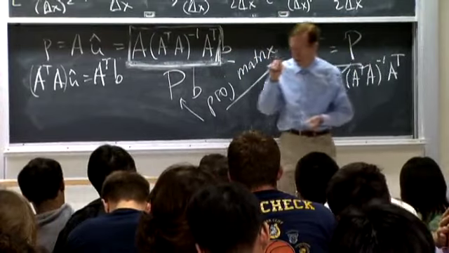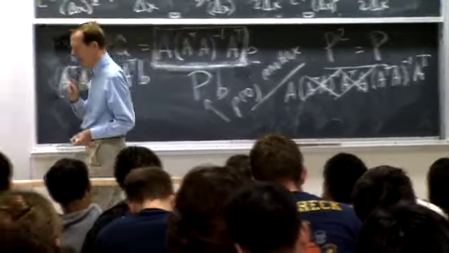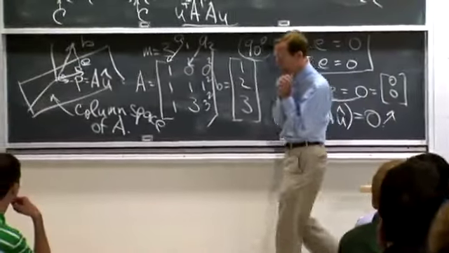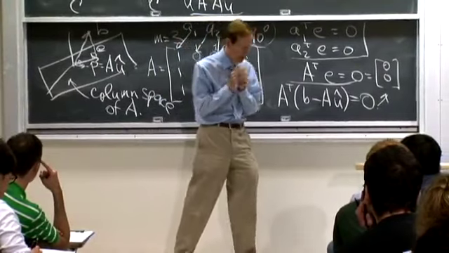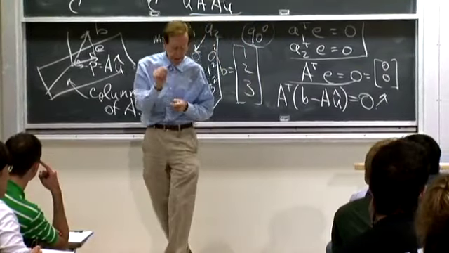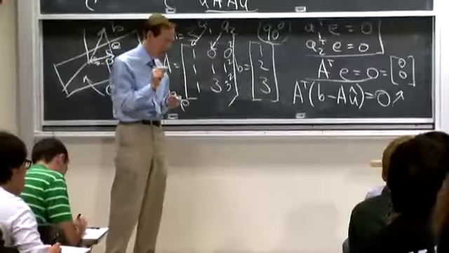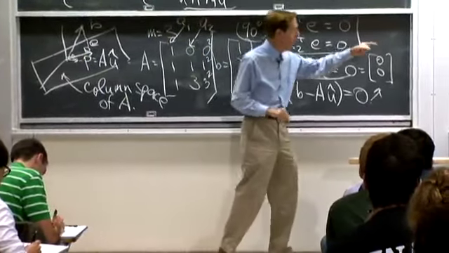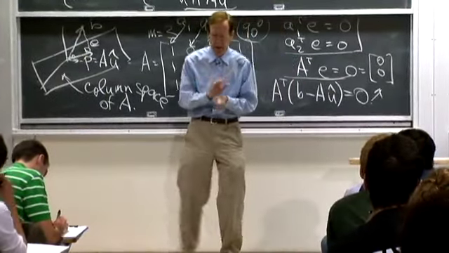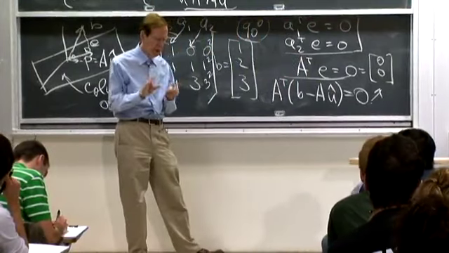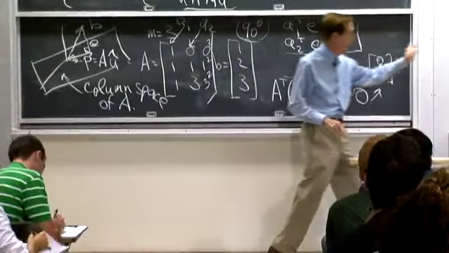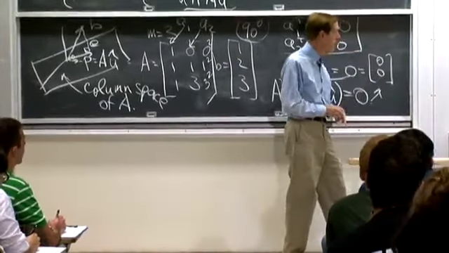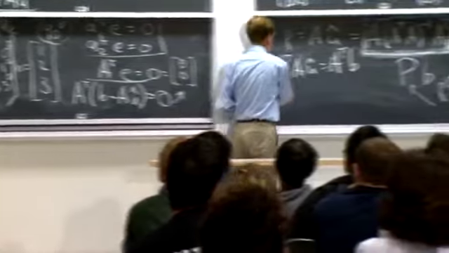Now, I have to remind you about one little math point. Not so little, I guess. How could I say little for math? Okay. Is A transpose A invertible? We're plowing along as if it is. That's going to be our assumption. But what's the condition for A transpose A to be invertible, and which allows all this to work? When is A transpose A invertible?